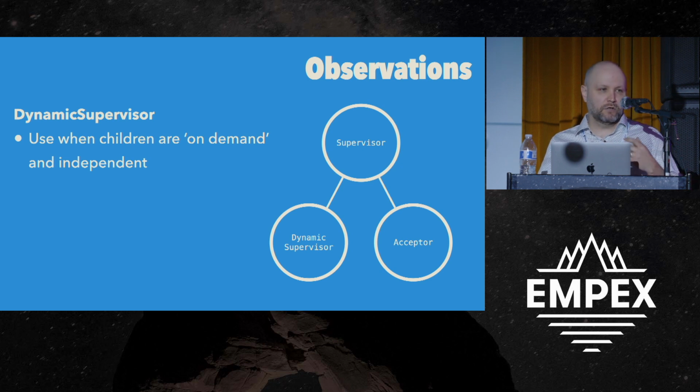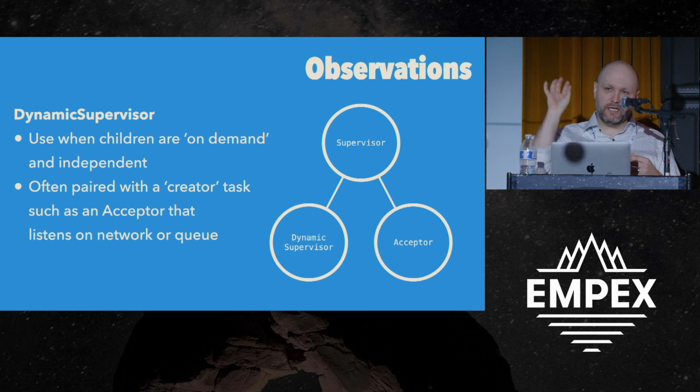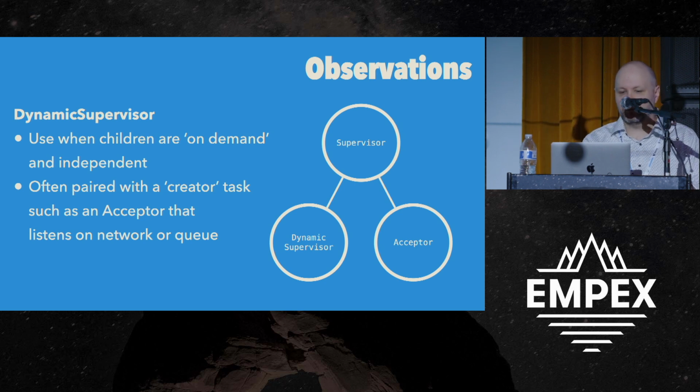This turns out to be a really great fit for dynamic supervision because each of those client connections is hosted inside a dynamic supervisor and runs totally independent of all the other ones, which is the exact same semantics that we want from HTTP. They work really well when they're paired with a creator task, something that can go and create processes within them instead of having to worry about how they start things up. This kind of matches that on-demand line in the first point.